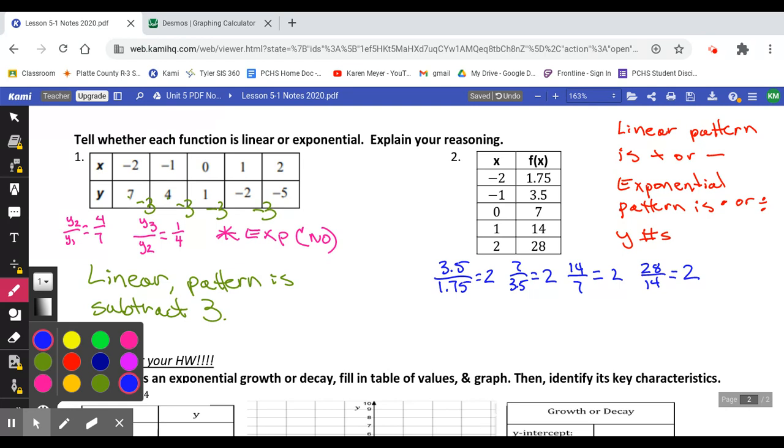Or if you want to come up here and say, I noticed when I looked at the chart that if I multiplied each number by 2, I got the next number. That's completely fine too. So yes, winner, chicken dinner is exponential. And it's because the pattern is timesing by 2.